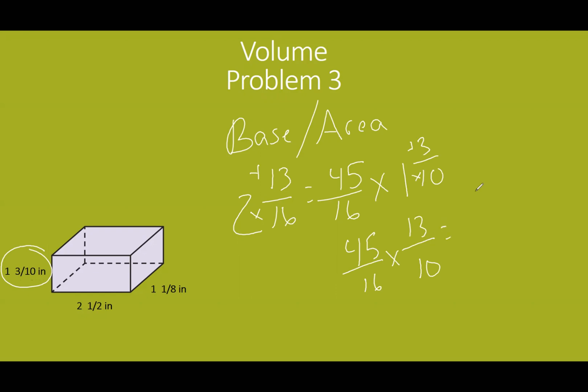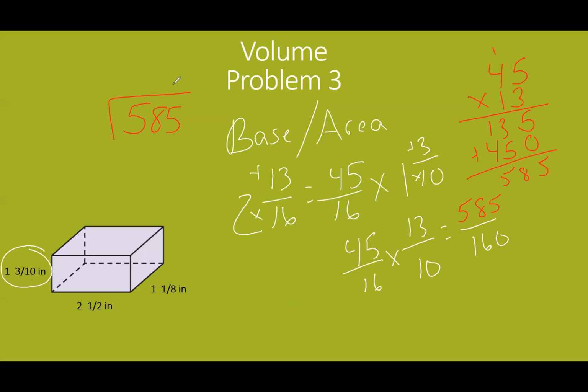Okay, pause the video and let's see what you get for your multiplication. 16 times 10 is 160. And 45 times 13. 3 times 5 is 15. 585/160ths. That's definitely not in lowest terms, so let's find that lowest term.